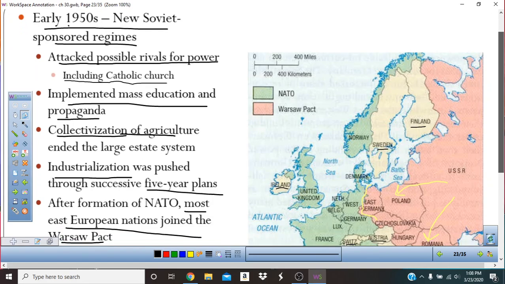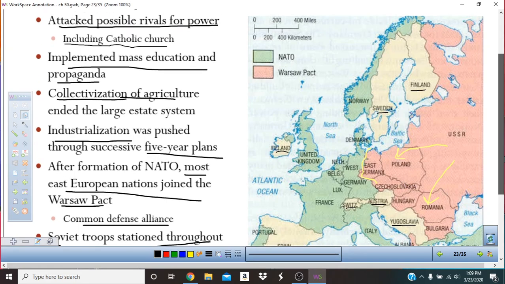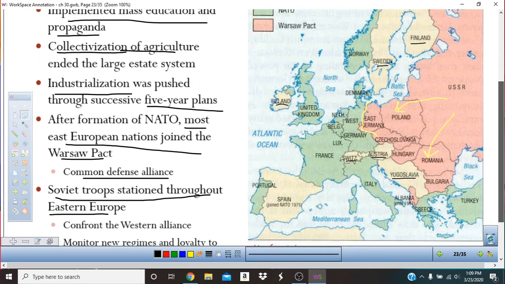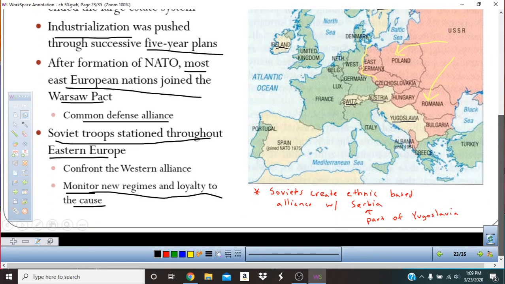So all these Soviet-sponsored regimes, all these countries here, are basically controlled by the Soviet Union, and in these countries, we're going to see things like mass education and propaganda. Every single school must be teaching that the Soviet Union is good. We're going to see collectivization of agriculture. Stalin did it. These guys will do it too. We're going to see industrialization of 5-year plans being implemented also in these countries. Most of these countries are going to join the Warsaw Pact. Remember, we talked about NATO and the Warsaw Pact in class.